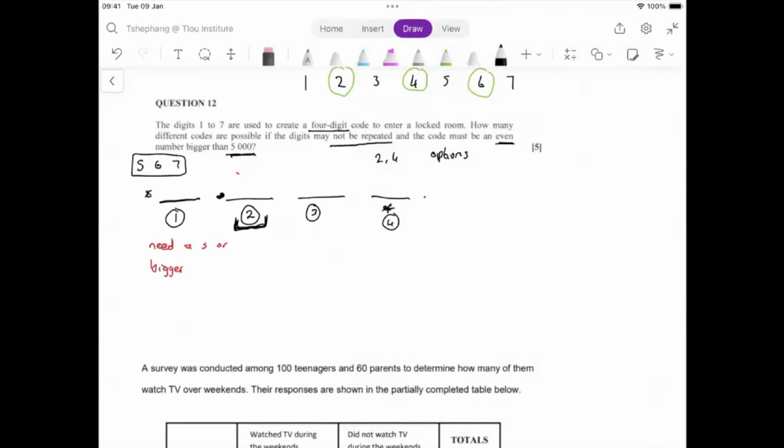Let's break them down into cases, right? So I'll say case 1. What do we have? The last digit is 2. So please bear with me. Last digit is 2. Now, if the last digit is 2, this is for the even number. It means that the available digits are going to be what? 1, 3, 4, 5, 6, and 7, because 2 is at the far end. Now, we still need them to be greater than 5,000. So if we want them to be greater than 5,000, we can only use what? 5, 6, or 7.